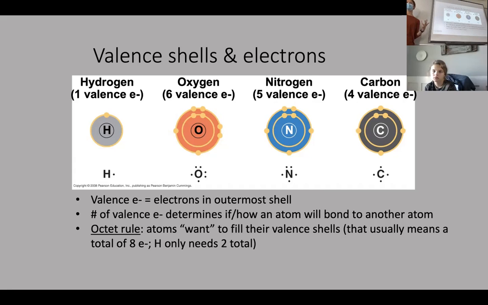So carbon only has 4 in its outermost shell over here. 1, 2, 3, 4, because it only has 6 total electrons. So 2 in that first shell, 4 in the outermost. So it wants to get 4 more. It might share, usually it will share. So it'll share to get 4 more electrons, and then it's happy.